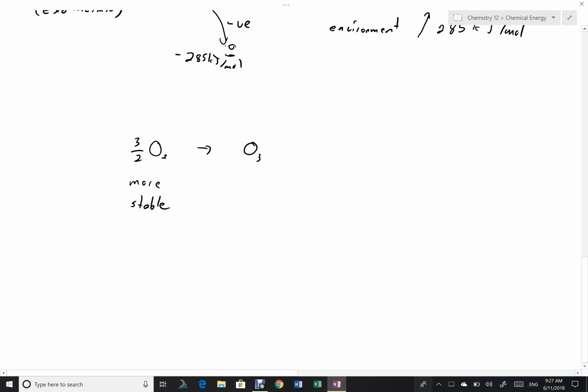This would be balanced like this, so that we can make sure we're getting 1 mole of our O3 being produced. And we wouldn't get energy over here because it was more stable in the first place, so it's not releasing energy, it is instead absorbing energy. I can probably look up here what ozone is.